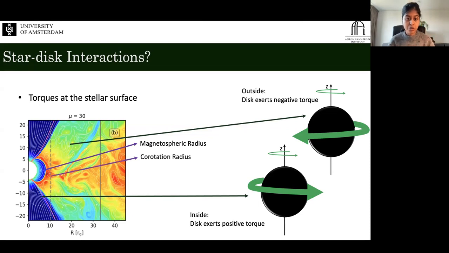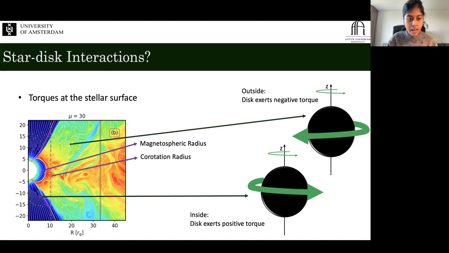And then you have the co-rotation radius, which is the radius at which the disk rotates at an angular frequency equal to that of the star. If you're sitting on the star, the region inside the co-rotation radius will rotate at a speed larger than the angular frequency of the star. So the region inside the co-rotation radius will exert a spin-up torque, and the region outside of it will rotate at a speed lower than the star and hence exert a spin-down torque on the star.